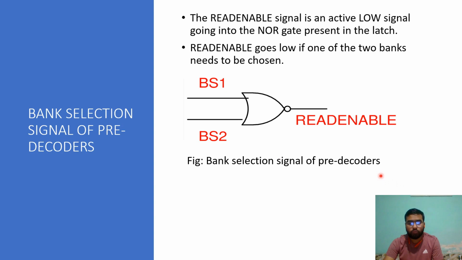Bank selection signal of pre-decoders. The read enable signal is an active low signal going into the NOR gate present in the latch. Read enable goes low if one of the two banks needs to be chosen. If one of the banks is selected, then the read enable goes high, which resets the latch outputs in the pre-decoder block to 0. So whenever 6 of 8 banks are not to be selected, the pre-decoder outputs will turn off, thereby avoiding the toggling in the post-decoder stage and saving a lot of power in the row decoders of the 6 non-selected banks.